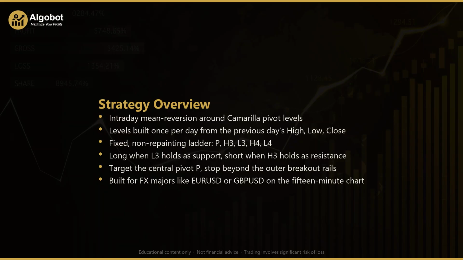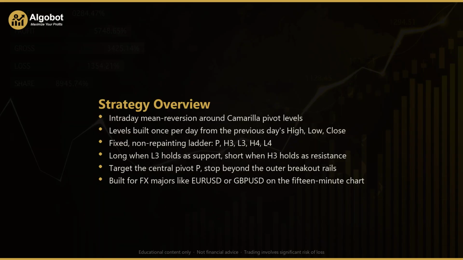There's a central pivot, labeled P, which acts as a kind of magnet in the middle. Above and below it sit two pairs of rails. The inner pair, called H3 and L3, are the reversal rails. The outer pair, H4 and L4, are the breakout rails. Once these levels are calculated at the start of the session, they stay fixed for the whole day.